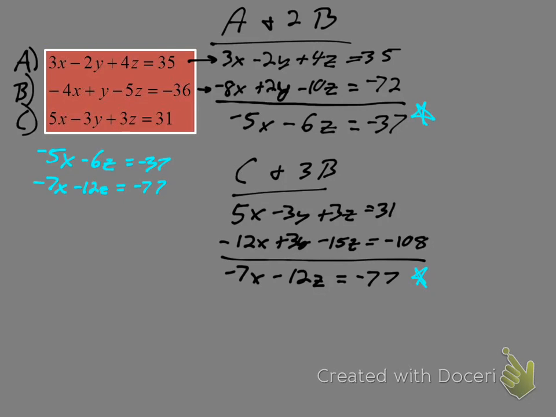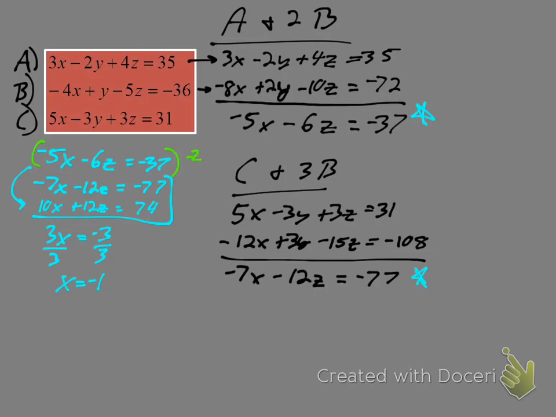So we're going to multiply the top one by negative 2. Which from there is 10x plus 12z equals 74. Is that right? Now add those up. You're left with 3x equals negative 3. Divide by 3. X equals negative 1.